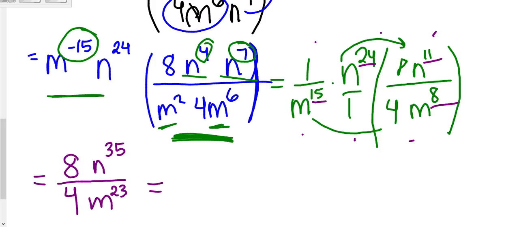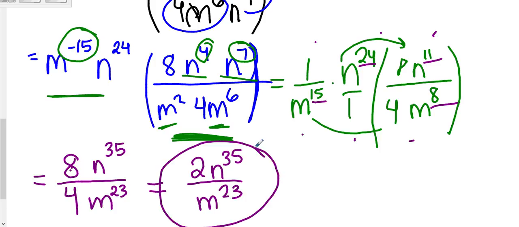There's one more thing that we can cancel out. 4 can divide into 8, so we have 2n to the 35 over m to the 23rd. And this would be our final answer. If anything didn't make sense, feel free to rewind the video and rewatch any parts that you need to rewatch.